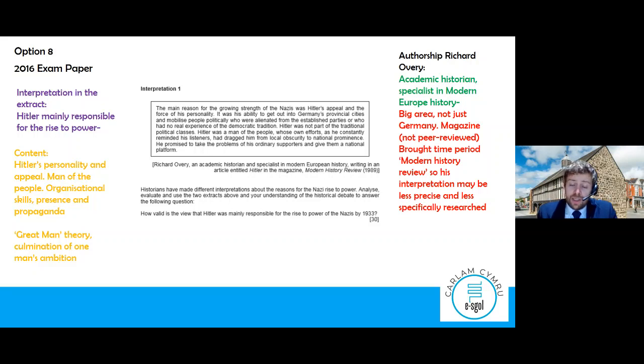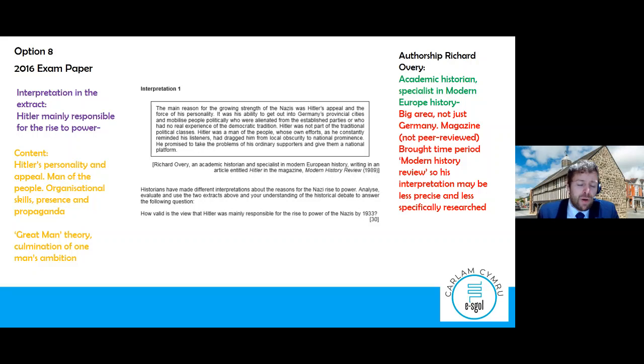It's also thinking about it being modern history, right? And it's the Modern History Review. So his interpretation may be less precise and less specifically researched, right? The Modern History Review isn't talking about modern Germany, isn't talking about Germany under the Nazis or under the Weimar Republic. It's about modern history review.